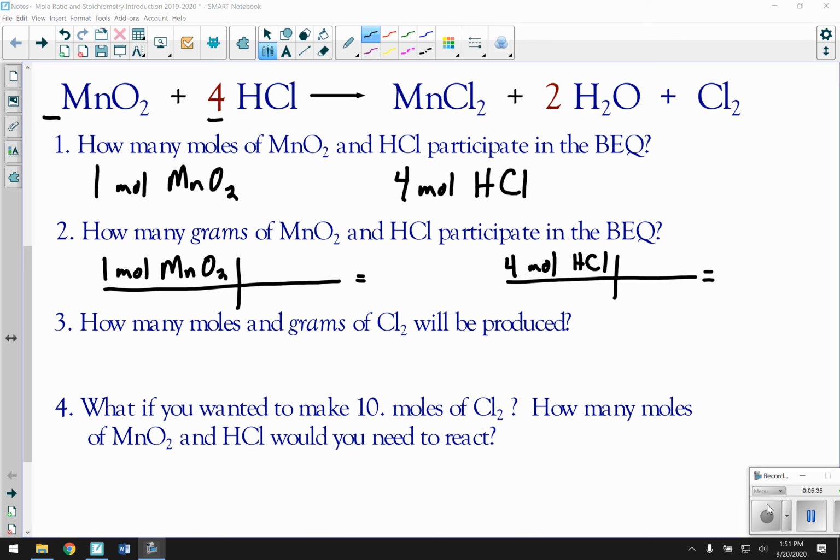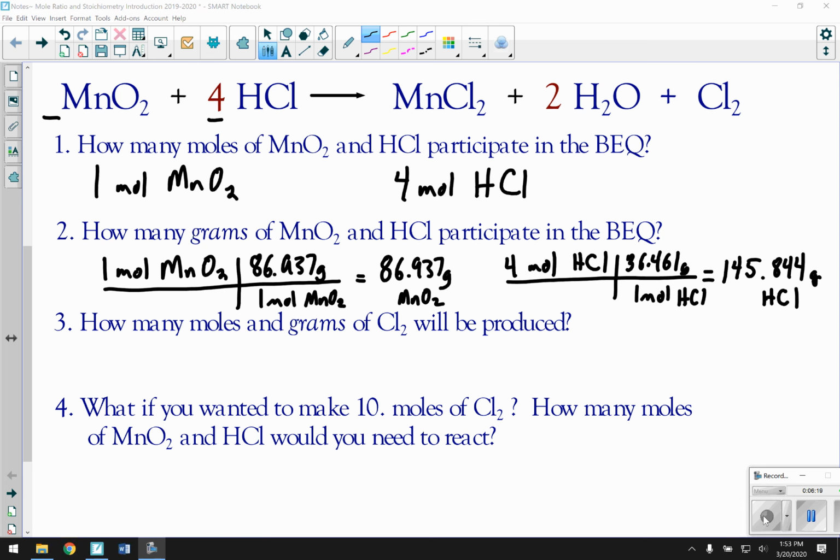Okay, so let's use the molar mass, as I said. It turns out the molar mass of MnO2, if you add up one Mn and two O's, is 86.937 grams of MnO2 in 1 mole of MnO2. For HCl, the molar mass, if you add up one H and one Cl, is 36.461 grams of HCl in 1 mole of HCl. Sorry about that mistake.